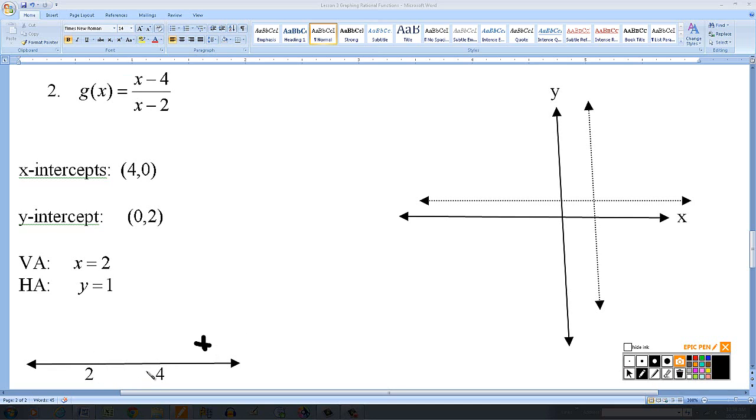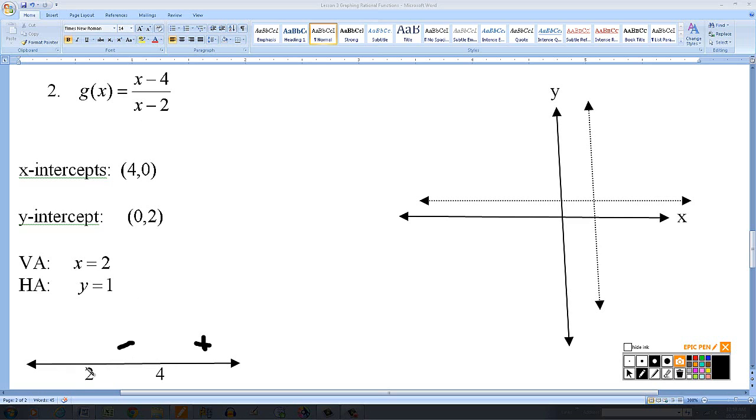Between 2 and 4, I pick a 3. So 3 minus 4 is negative. 3 minus 2 is positive. So we're getting a negative over a positive. That's a negative. So between 2 and 4, the graph is below the x-axis.